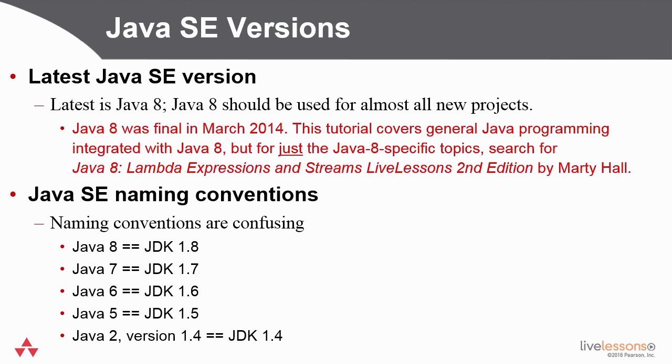The latest Java SE version is version 8, so of course you should get version 8. However, this is a good time for me to describe the difference between this video lesson and another video lesson I have called Java 8 Lambda Expressions and Streams. So this video lesson, the one that you're listening to right now, is for somebody who wants to learn Java programming in general and wants to use the latest version, Java 8. So if that describes you, you're in the right place. Keep going, listen on. You're doing everything correctly.